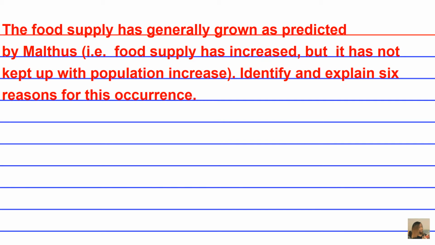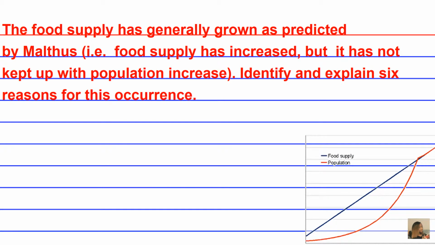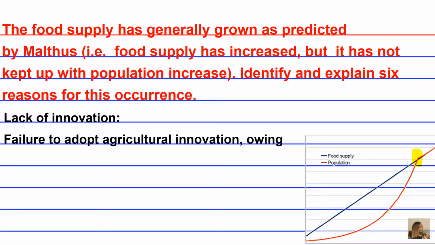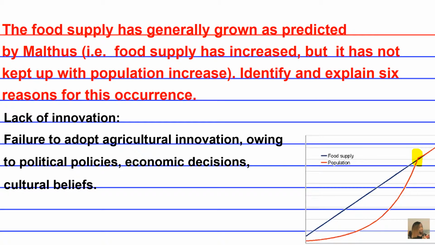6 reasons. Okay, so the first reason for the occurrence where you had the population outpacing the growth of the food supply is lack of innovation. I'll give you a moment to think about how to explain this. Failure to adopt agricultural innovation will lead to the food supply being less than the population, or unable to sustain the population. And this is owing to certain political policies, economic decisions, or even cultural beliefs.